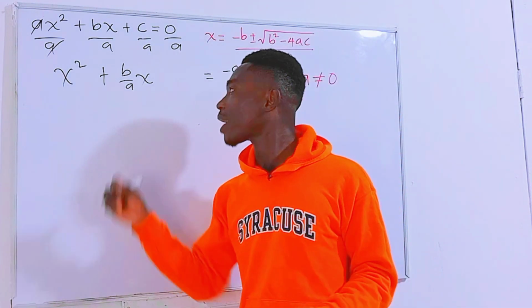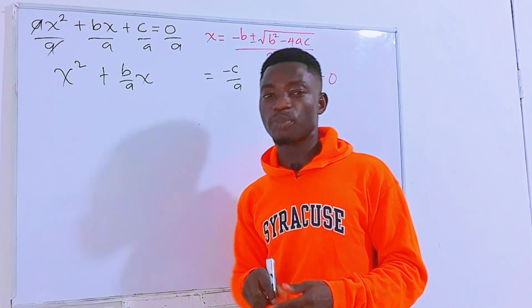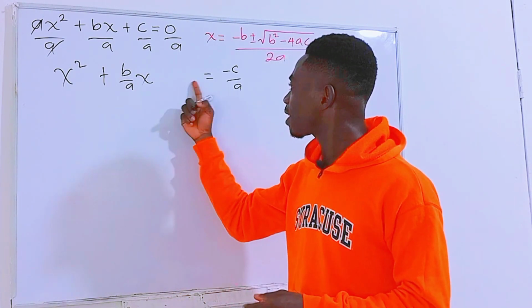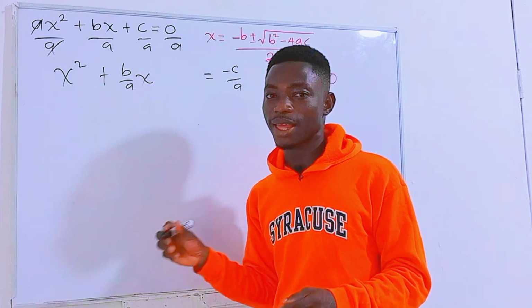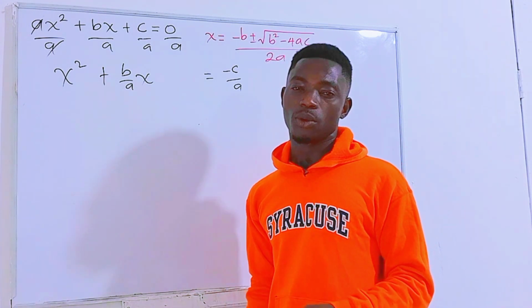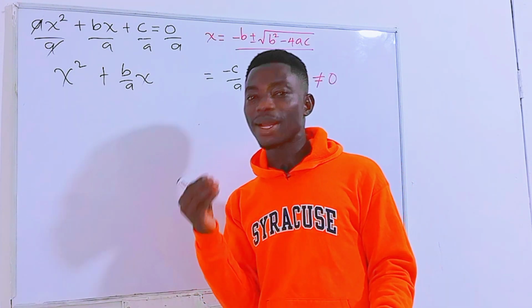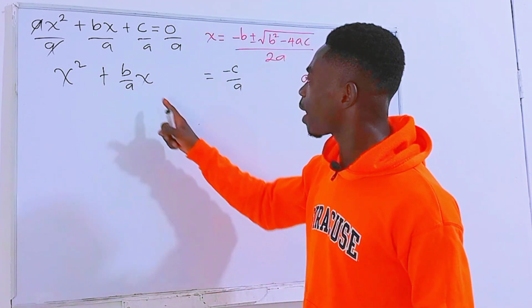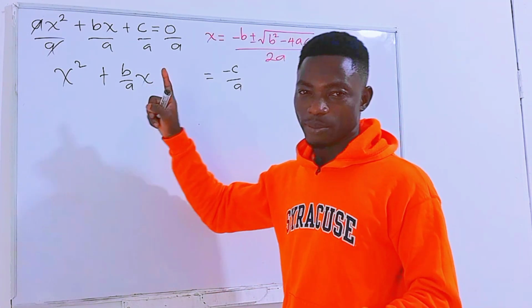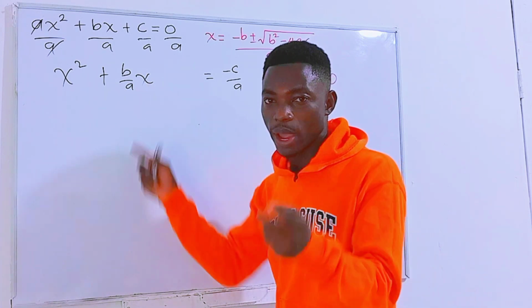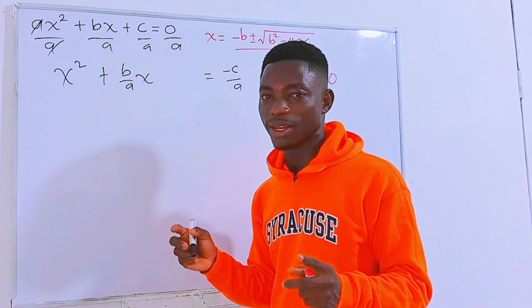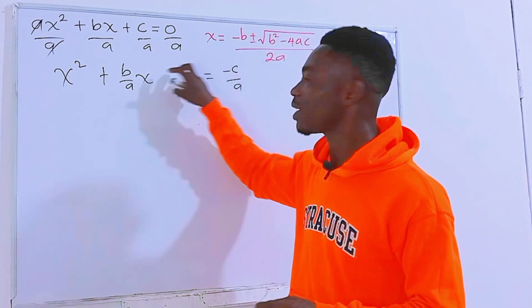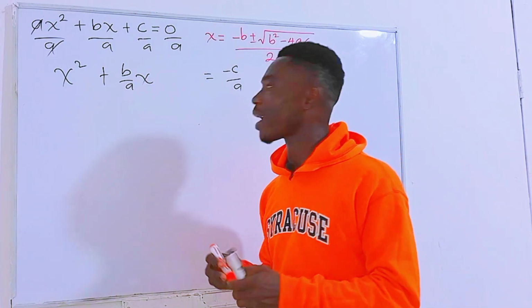The question is, why did I leave this huge space? I left this huge space because we are going to put there a magic number. What is this magic number? The magic number is this. We are going to take the coefficient of x, multiply it by 1/2, and then square the results. Then after that, we add the results to each side of the equation. This is what I mean.